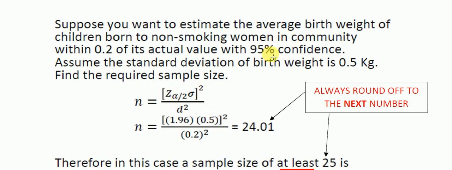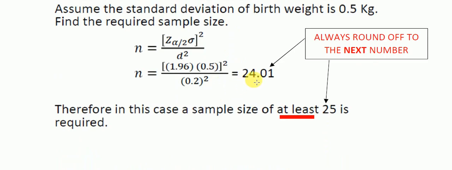because it's written over here, standard deviation of birth weight is 0.5. So it's sigma whole square divided by 0.2 square. Why 0.2? Because they say within 0.2 of its actual value. So here we are, 24.01, as I mentioned before. We'll always round it off to the next number, never the previous number. So therefore in this case a sample size of at least 25 is required.